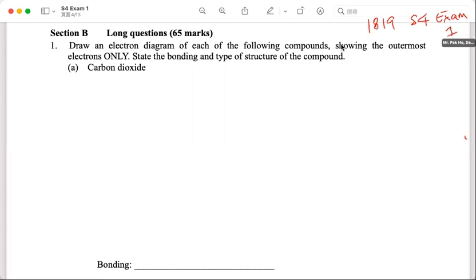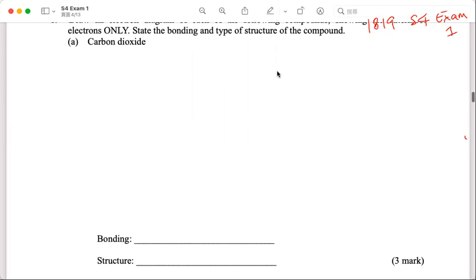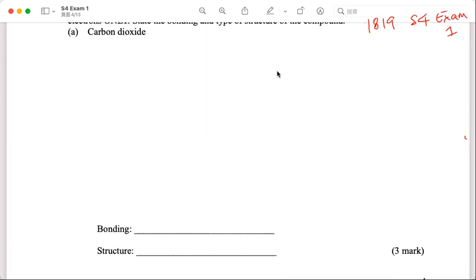We are talking about question 1: draw an electron diagram of each of the following compounds, showing the outermost electron shell only. State the type of the bonding and structure of the compound. The first one is about carbon dioxide. As carbon and oxygen are nonmetals, they should be covalently bonded.